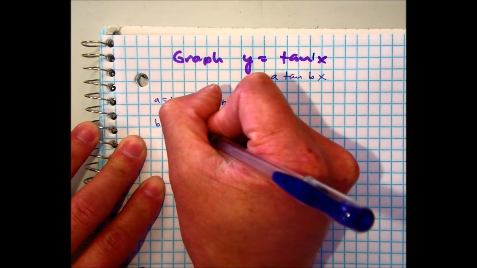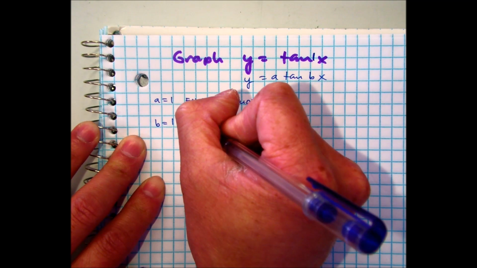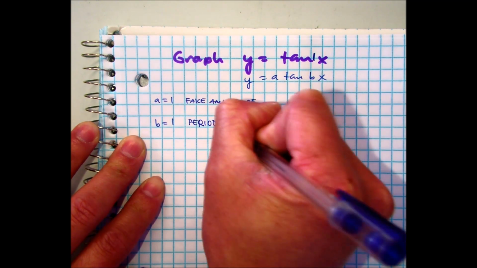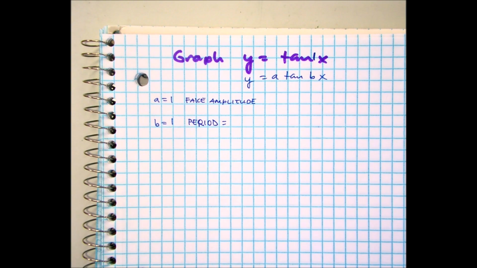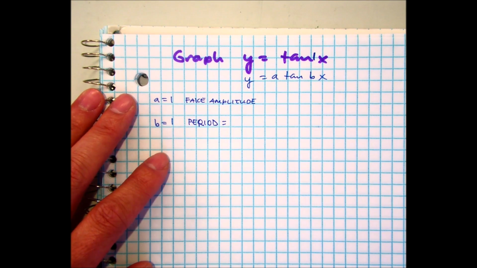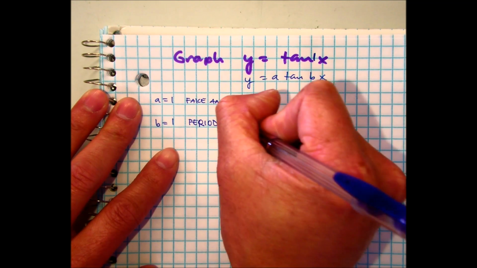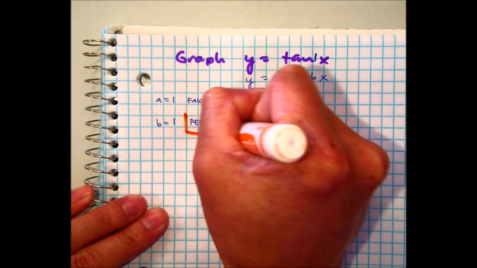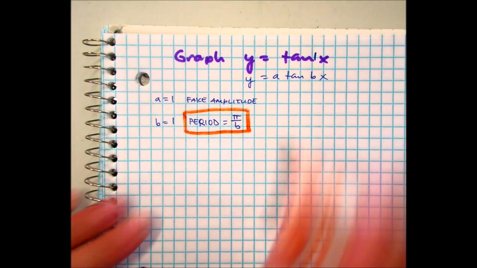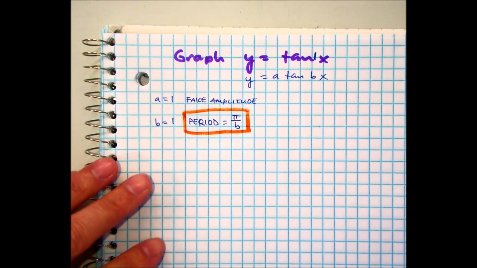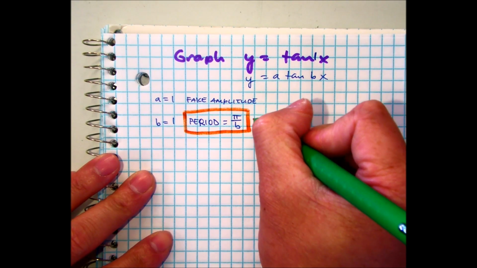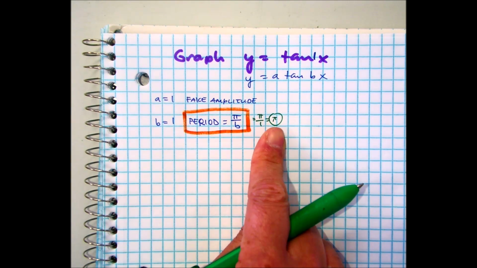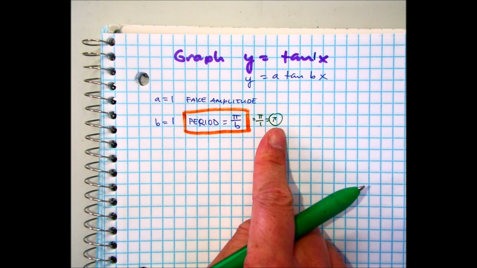My B value there is 1. The B value helps us find the period. Now, normally the period for sine and cosine is 2 pi over b. For tangent, it's going to be pi over b. Let's make that very clear. So highlight it, star it. So in our problem, if I put in 1 there, that means my graph is going to take a length of pi to finish graphing tangent.